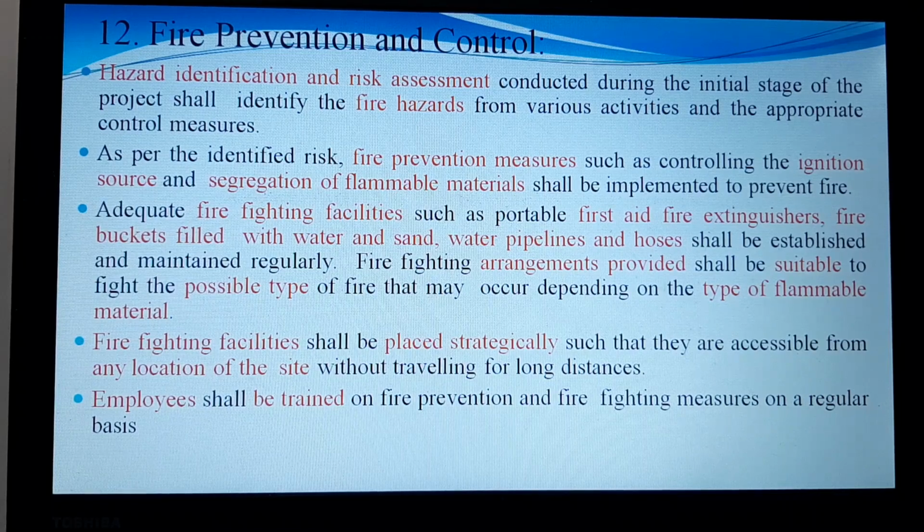Firefighting facilities have to be placed strategically at prominent locations of a building, which is very important, and without traveling a long distance we should have access to them, for which this management is also important. And very importantly, the employees need to be trained for fire prevention as well as firefighting. If at all any fire occurs, they should know how to fight against it before it becomes extraordinary. We are supposed to fight it and bring it under control.